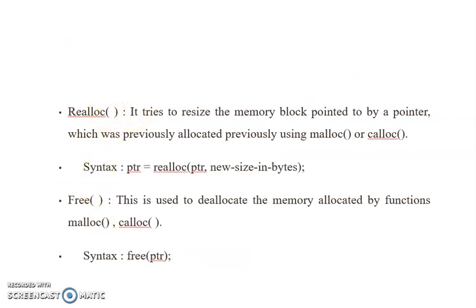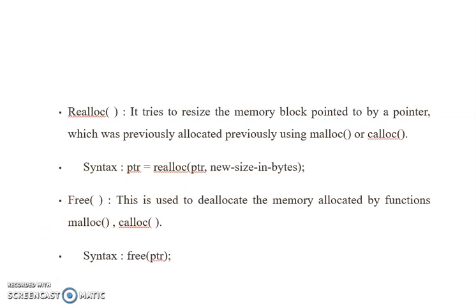Imagine in the previous case we had allocated 40 bytes, but now I want 80 or 100, something like that. For that I will change the size using the function known as realloc. So ptr is my pointer and I am reallocating it with the new size. Now the free function is used to deallocate the memory which is allocated by malloc and calloc functions. Alright, so these are the 4 functions that were available in C.